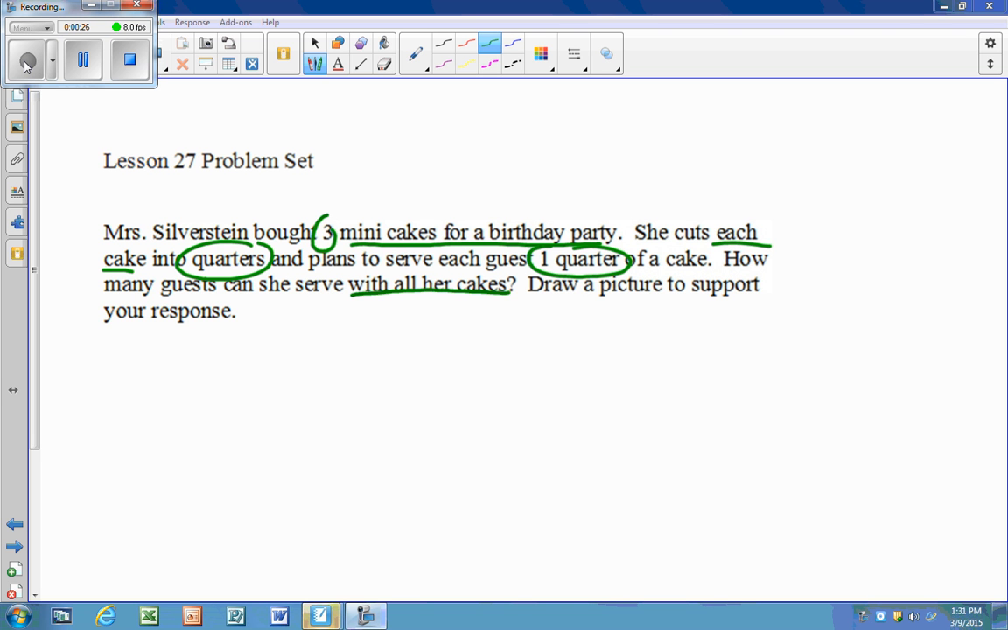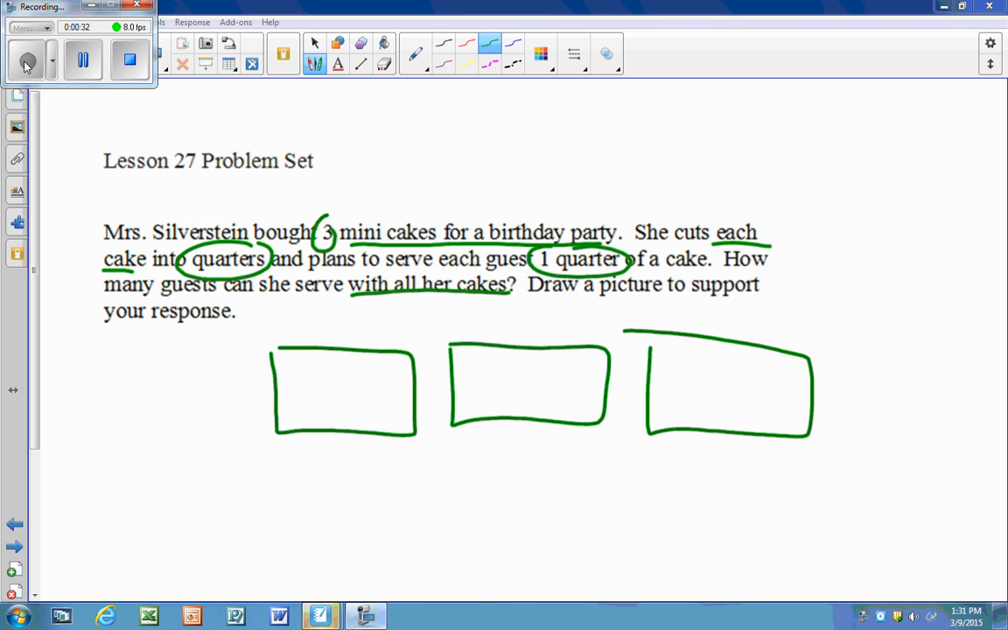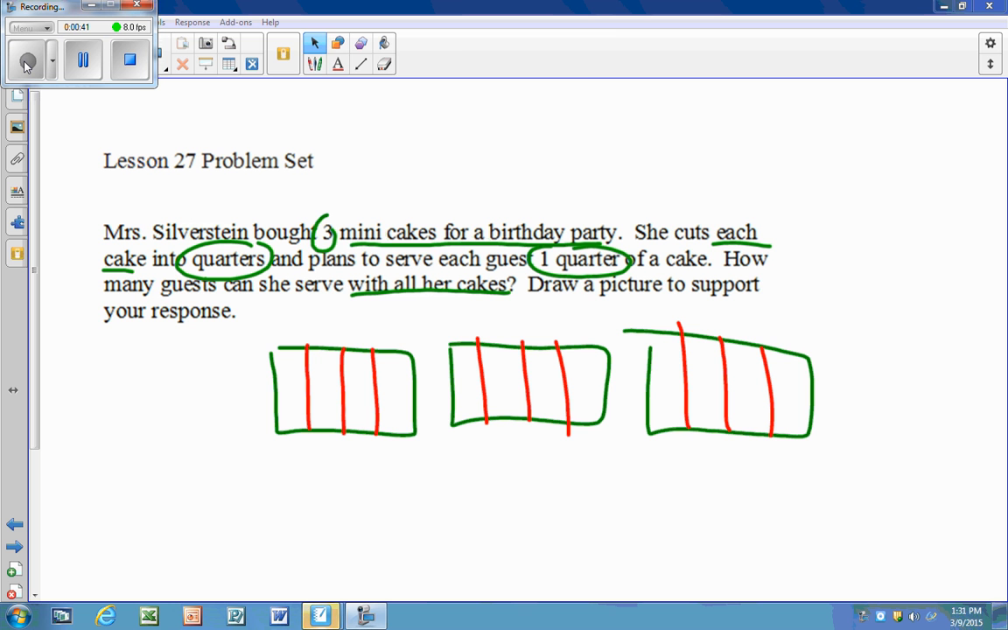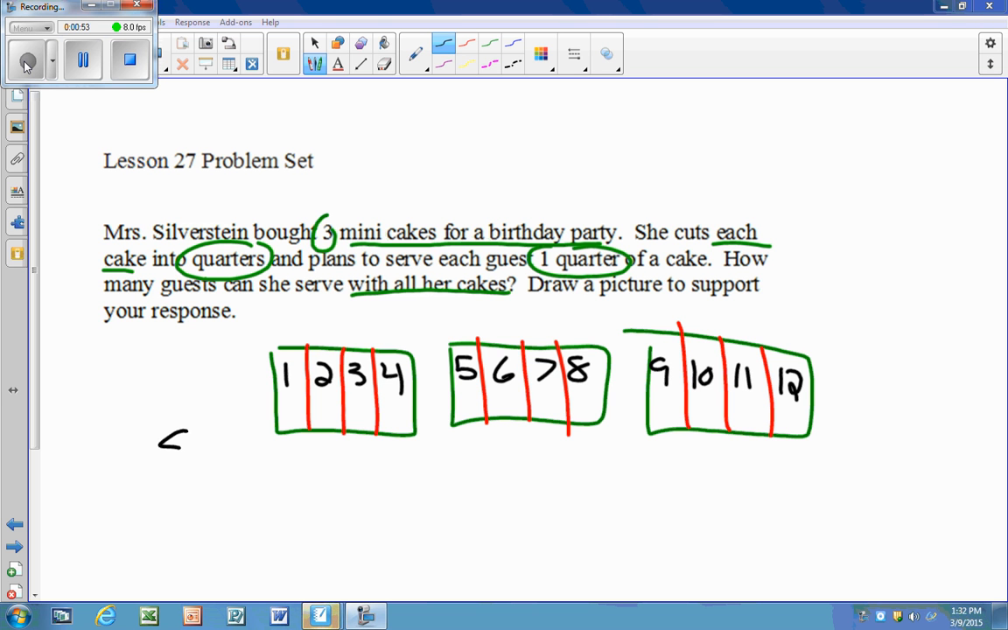And draw a picture, it says. So I'm going to draw my 3 cakes. And I'm going to split them each into a quarter because that's what it talked about. And each person is going to get 1/4, so I'm going to count all my quarters here. And I know that she can serve 12 guests.